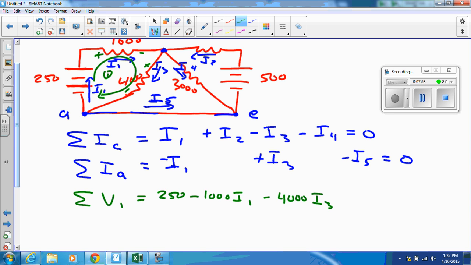Okay. Now I'm going to choose another loop here. I'm going to choose this loop right here. I'm going to go this way. Loop number 2. And I'd like for everybody to do the sum of voltages around loop number 2. Go.